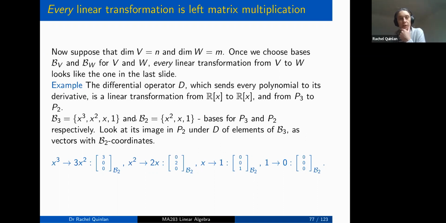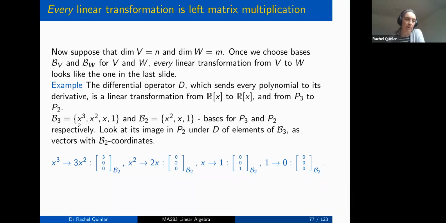Okay, so for each of the elements of B3, we can look at its image under the differential operator D, which is a linear operator. It's additive and it respects multiplication by scalars. So for each of the basis elements of P3, which form the set B3, we can look at its image under the differential operator and write that as a linear combination of the elements of the basis B2. So these arrows here just mean apply the differential operator D.